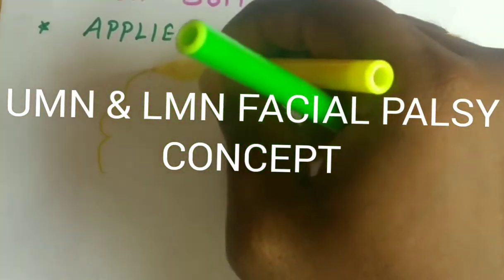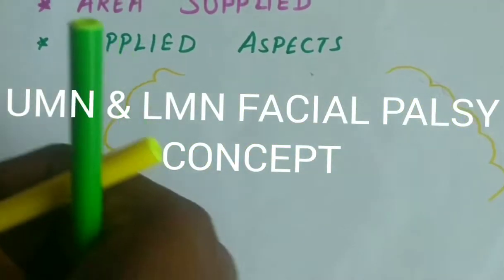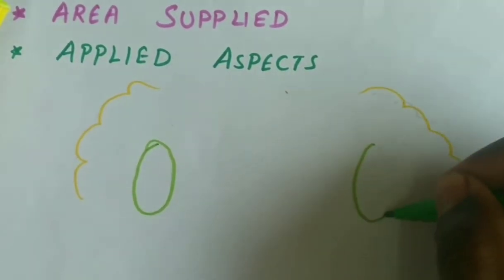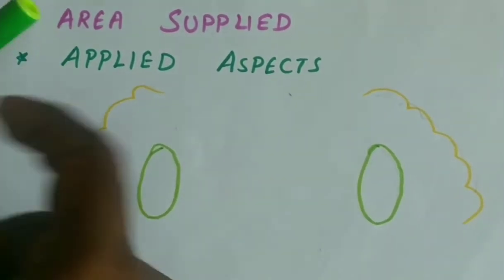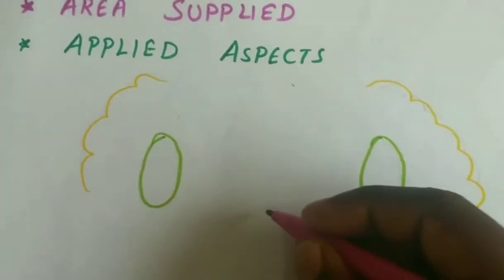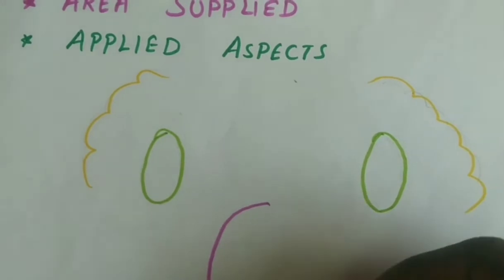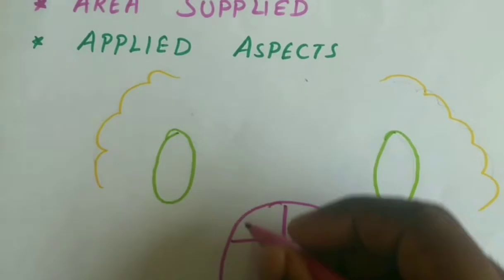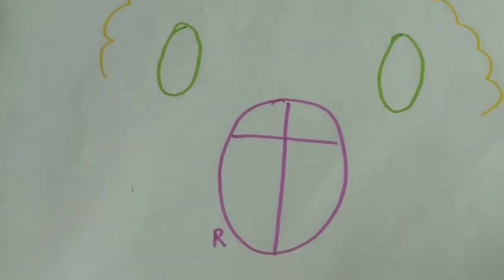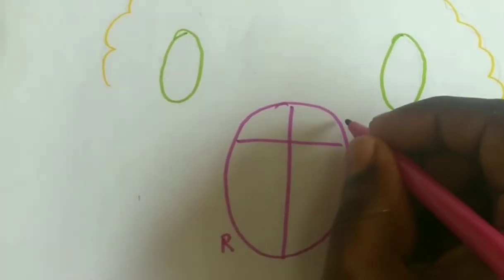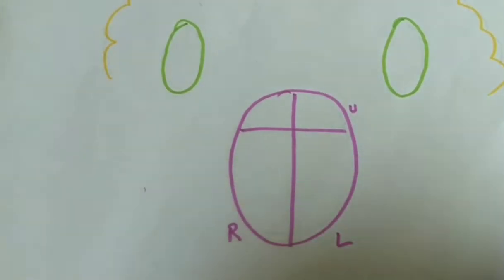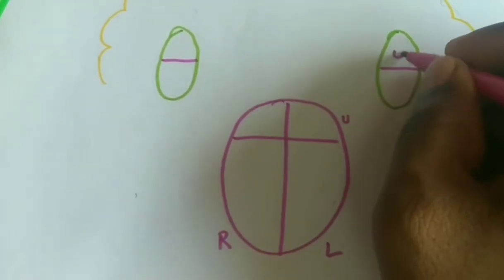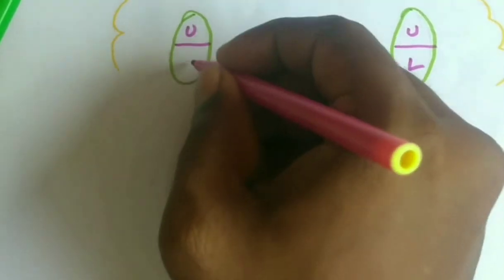You can draw or represent this: this is the cerebral cortex, and this is the facial nerve nucleus. And we can draw the face here, just an illustrative diagram to represent the face. This is the upper half of the face, and this is the right side of the face. This is the left side of the face. There is the upper half and the lower half. The nucleus also can be divided into an upper part and a lower part.